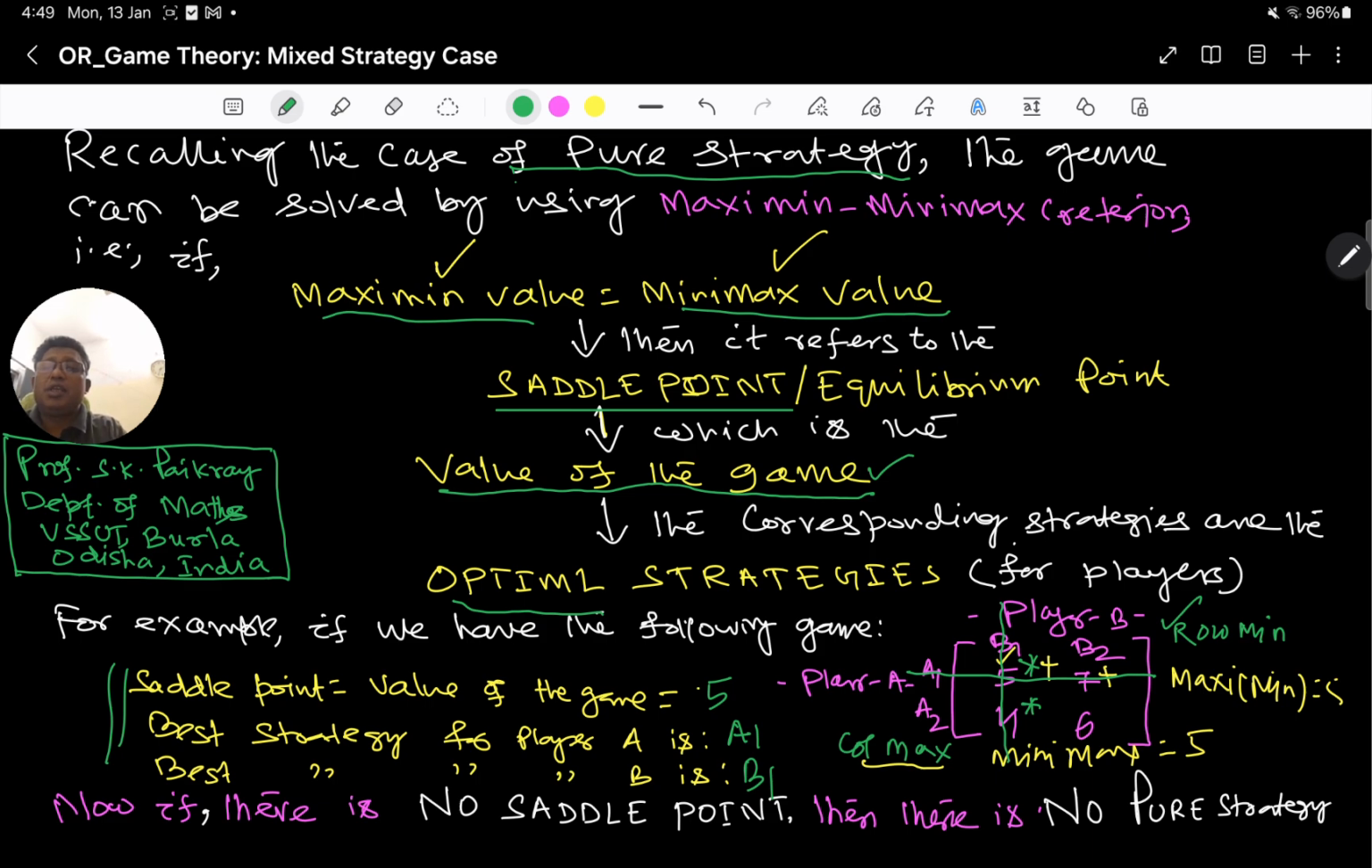Now the question is, if there is no saddle point? In some cases we may also get more than one optimal strategy. But if there is no saddle point, we cannot find the pure strategy like A1 and B1. Then it will lead to the mixed strategy case. The probabilistic approach will come. So now we will discuss the case of the mixed strategy under certain probability distributions.